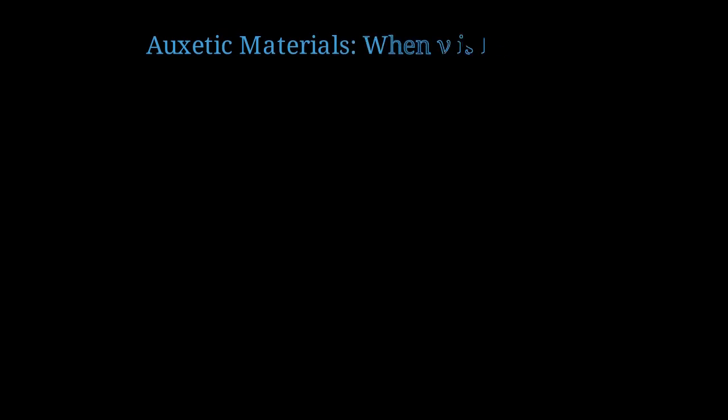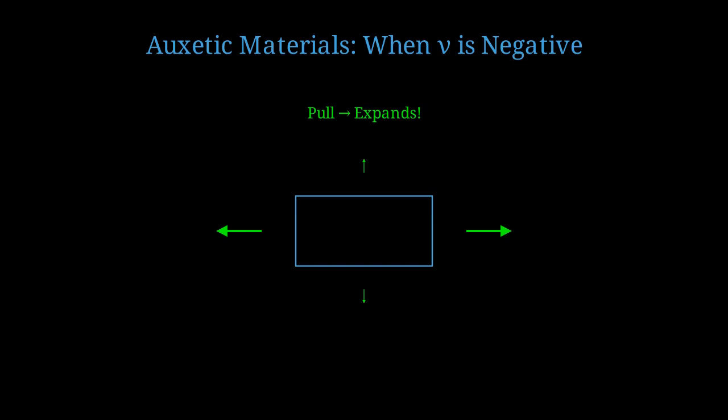Now here's where things get fascinating. What if Poisson's ratio is negative? These are called auxetic materials, from the Greek word auxetos, meaning that which may be increased. When you pull an auxetic material, it actually expands in the transverse directions. Pull it, and it gets fatter. Push it, and it gets thinner. This seems to violate our intuition, but it's perfectly consistent with the laws of physics.